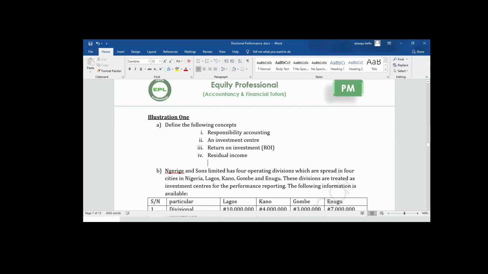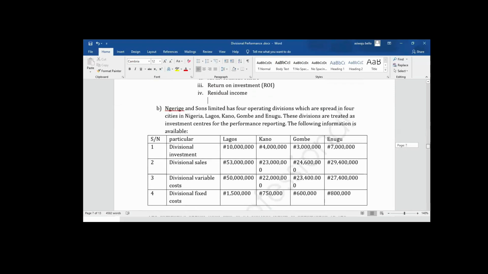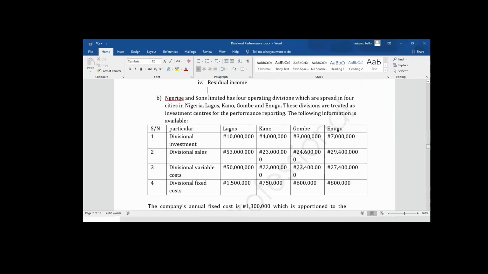Okay, sir. Ingige and Sons Limited has 4 operating divisions. Please pronounce this again. Ingige and Sons. Okay, I think it's an Igbo pronunciation. It sounds like Igbo.